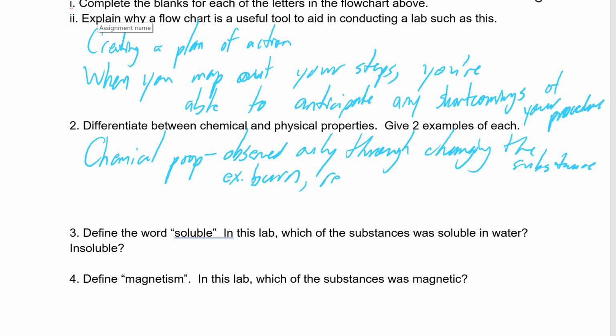And then you could do a reaction with hydrochloric acid, right? Like we did in the property of elements lab. So when you react something with hydrochloric acid, either it does or it doesn't. In either case, it's a chemical property.